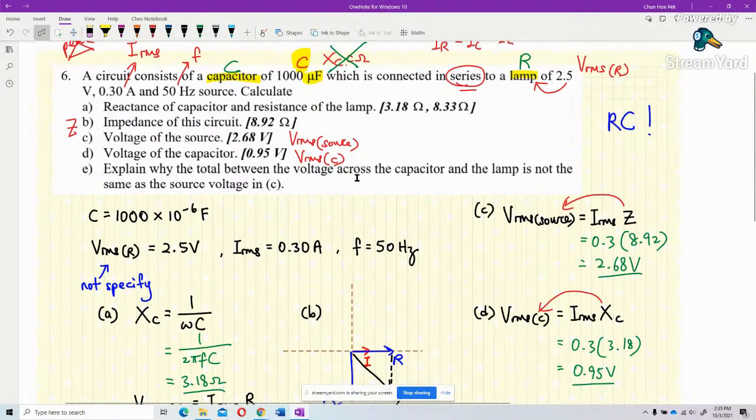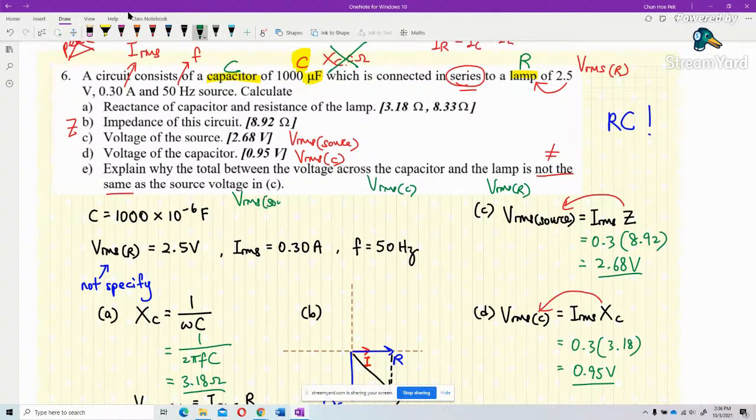Explain why the total between the voltage across capacitor, put this as the root mean square value lah. No mention means root mean square value. And the lamp is the resistor. The resistor VRMS R. Is not the same as the source voltage. Source voltage means VRMS source. That is what it means. Sorry. The total means plus together.